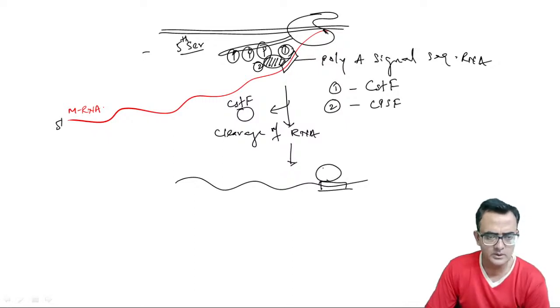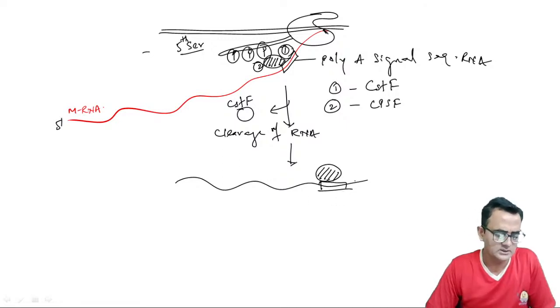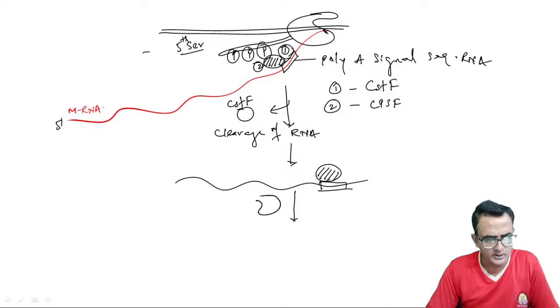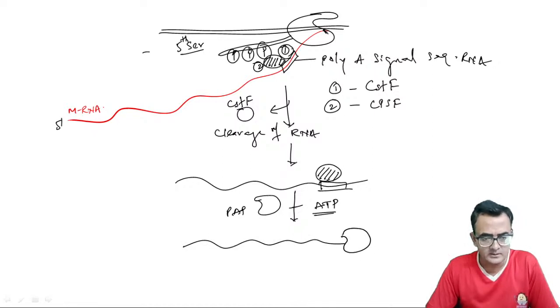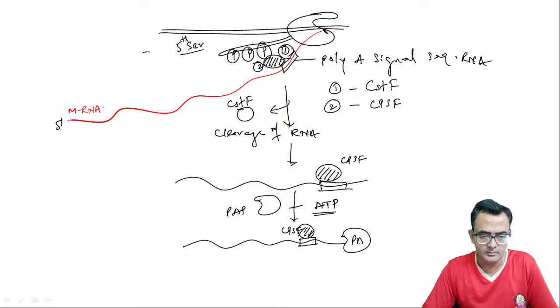and here the only protein which is bound is the CPSF now. And now this CPSF will recruit another enzyme which is called poly A polymerase. I'm giving a symbol like this, this is PAP, simply we write PAP. With the use of ATP, remember, PAP simply takes ATP, PAP will bind at the 3' end. This is the CPSF. This is CPSF. This is PAP.